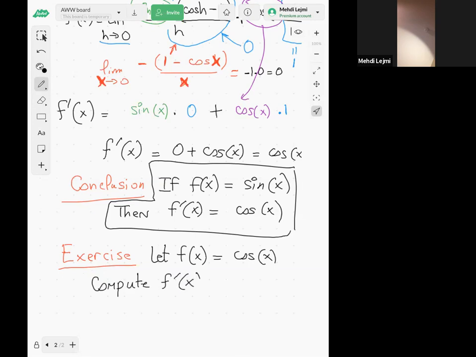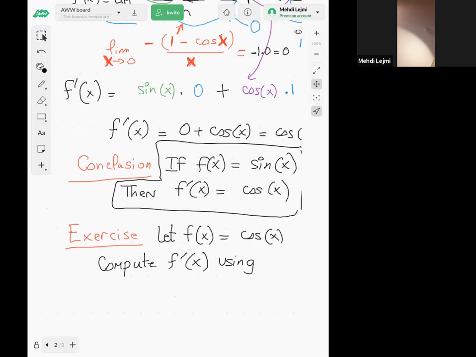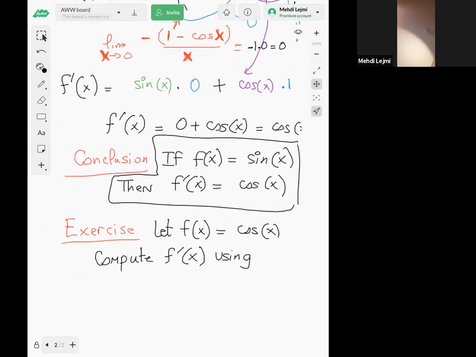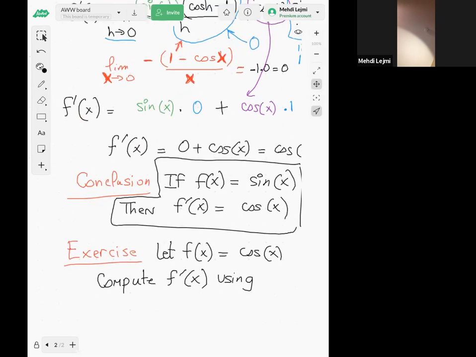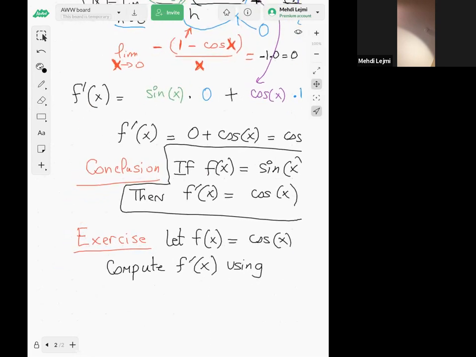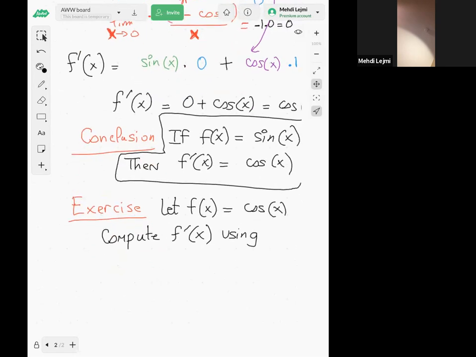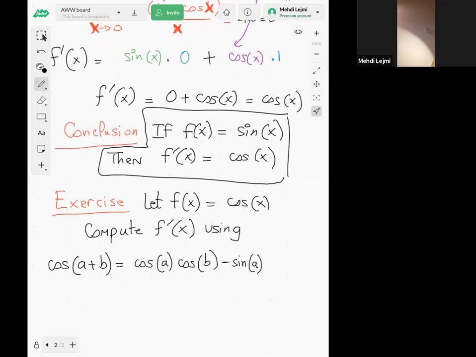Now for cosine of x, when you use the limit definition of the derivative, you're going to have cosine of x plus h, right? So we're going to need cosine of a plus b. Using that, cosine of a plus b is equal to cosine of a times cosine of b, minus sine of a times sine of b.